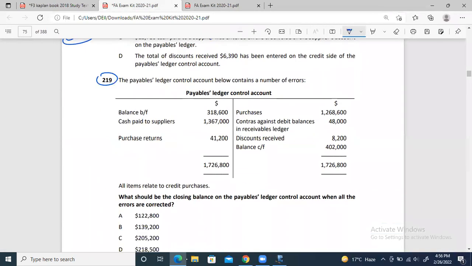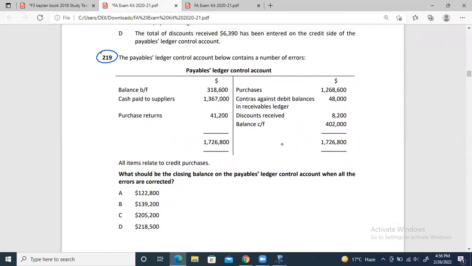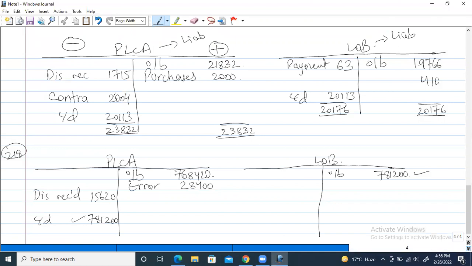Now 219, let's check this as well. This is much simpler than the above question. What we have to do is find what the closing balance on the payables ledger control account should be when all the errors are corrected. So this account is probably made wrong, right? Some things are written on the wrong side, and I can clearly see that the balance brought forward is not written here. It's written on the credit side. So we have to rearrange this account and write the correct amounts on the correct side. Okay, so this is question 219.